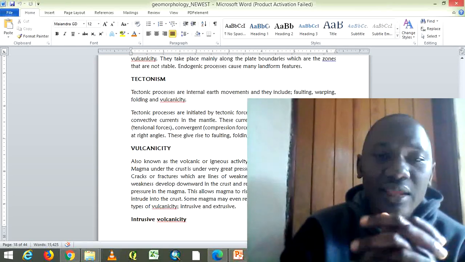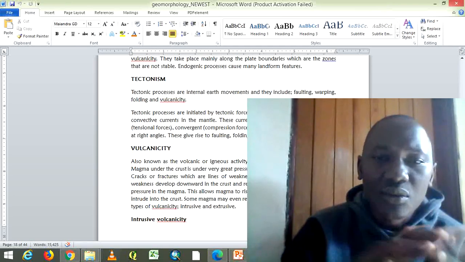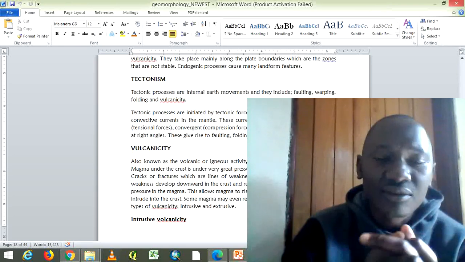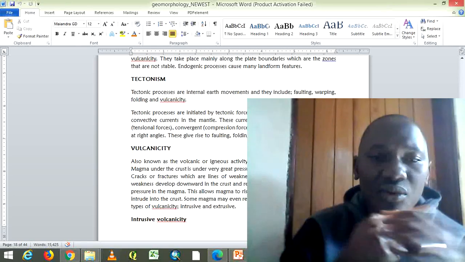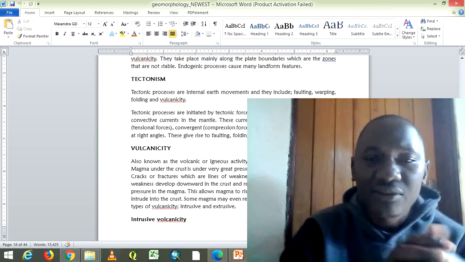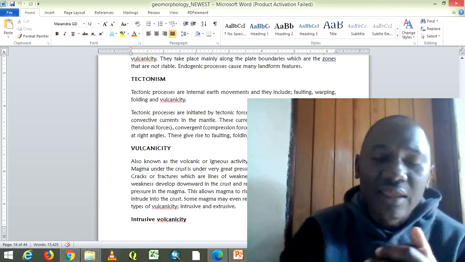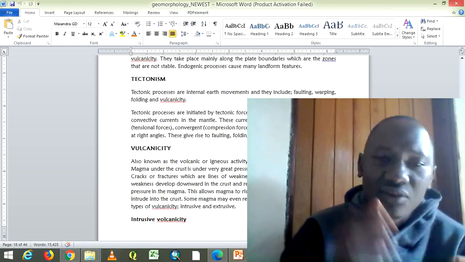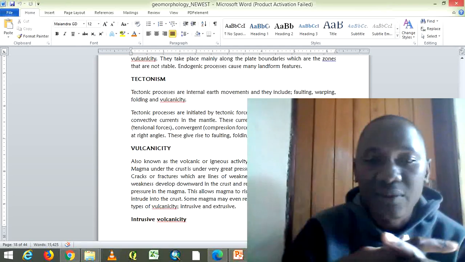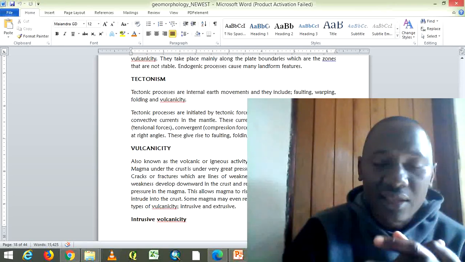Therefore, at the end of the day, these convective currents will give birth to what we call tensional forces, which are a result of divergent movement of convective currents. They also give birth to convergent or compressional forces, and then we have the rising and subducting, or the rise and fall at right angles. At the end of the day, this movement of convective currents gives birth to faulting, warping, and folding, and then, of course, volcanicity, which becomes a secondary product of tectonism.